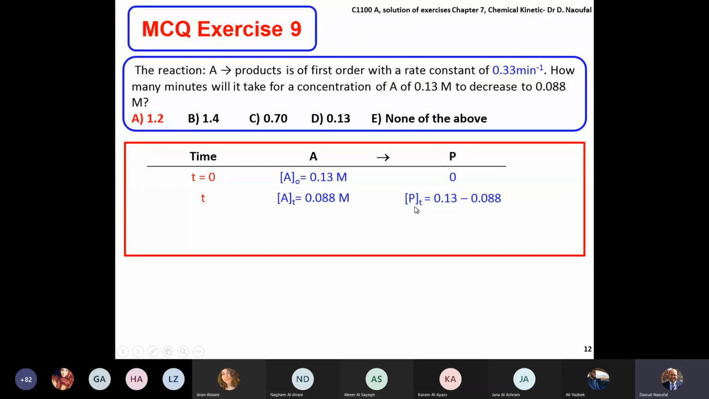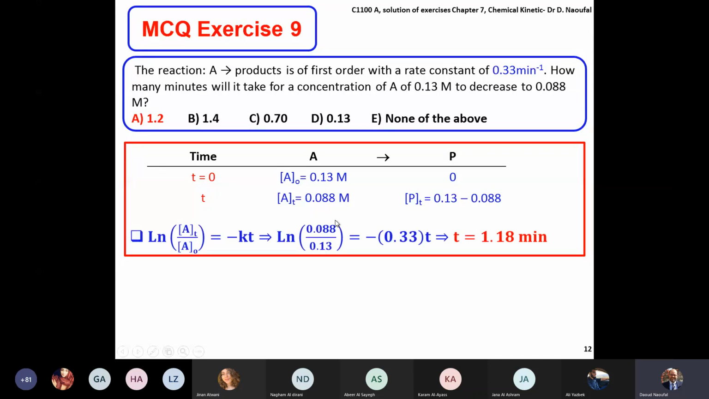So what is the concentration of P? The concentration of P is A0 minus At, which gives X. So the concentration reacted of A is the concentration of P formed. So the concentration of P equals 0.13 minus 0.088. Pay attention to the stoichiometry. If we have 1 A to P, then if we have minus X for A, we have plus X formation of P.